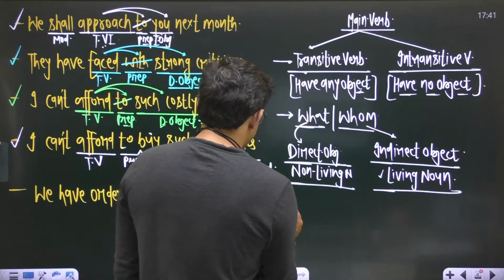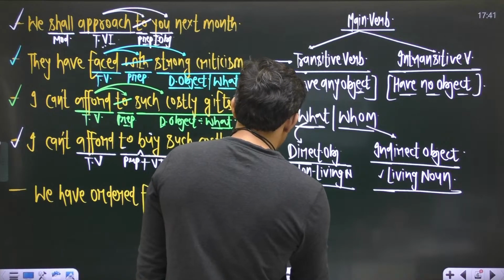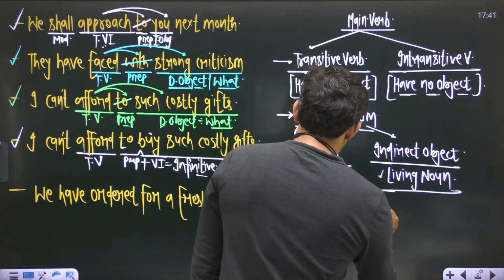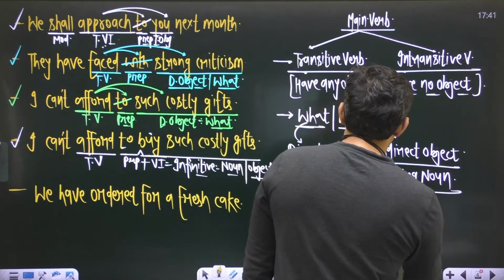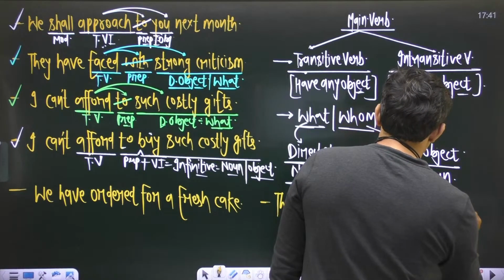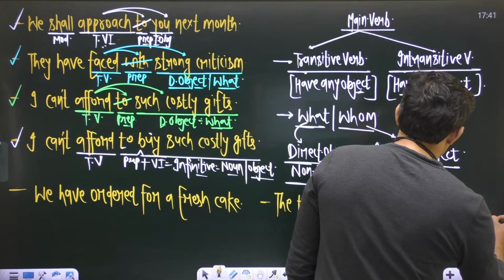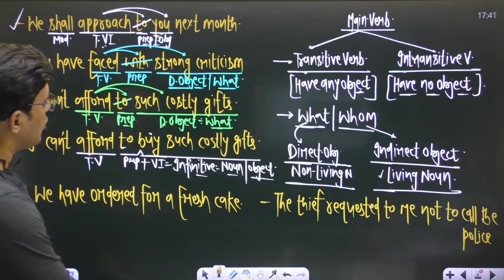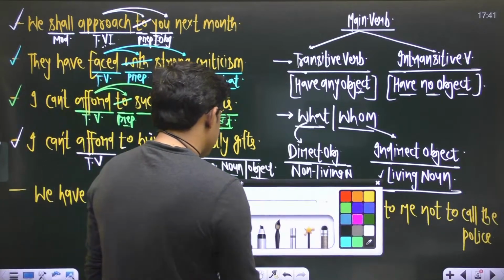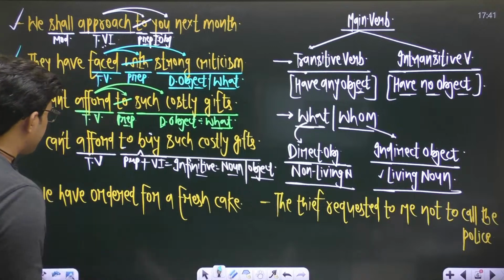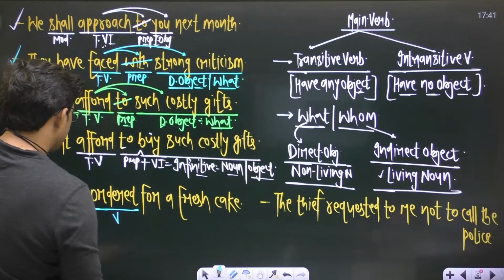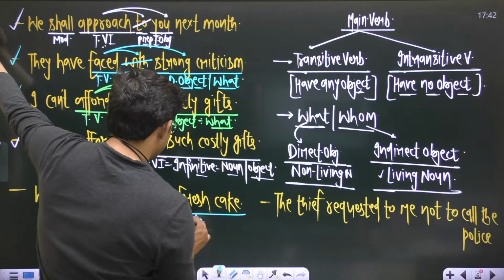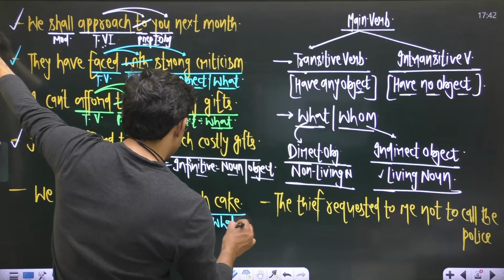And the next sentence is, the thief requested to me not to call the police. In both the sentences, again you have a verb, and the verb is ordered. After this verb you are getting an object, and this is a direct object, and this is the reply of what.